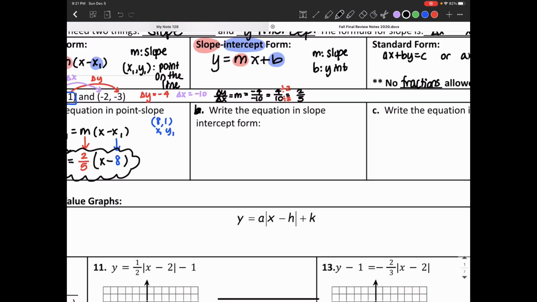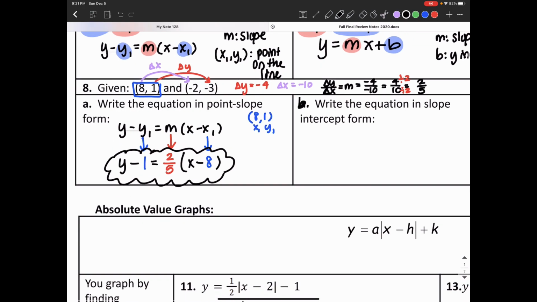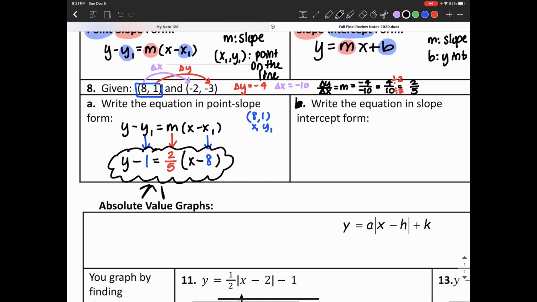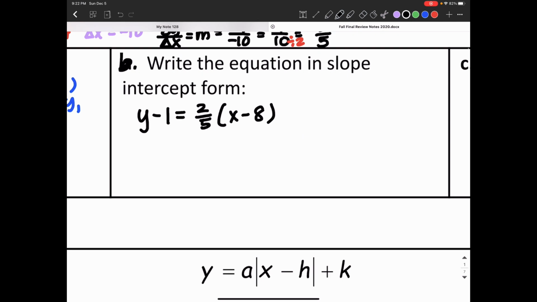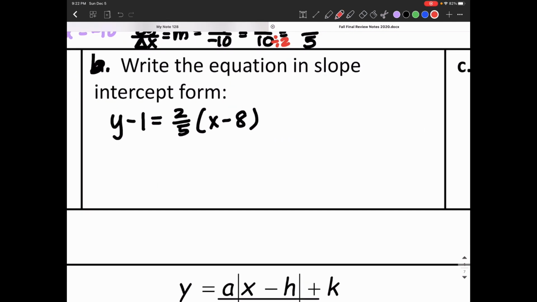For b, I want to write the equation in slope-intercept form. So what I can do is just take this form and change it. I want slope-intercept form. The important thing about it is to have y by itself. So I'm going to start with y minus 1 is equal to 2/5 times x minus 8, and then I'm going to get y by itself.